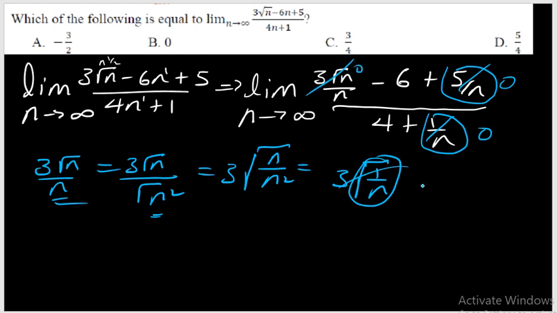Then what remains? In the numerator negative 6 and in the denominator 4. When you simplify, it will be negative 3 over 2, so the answer will be A.